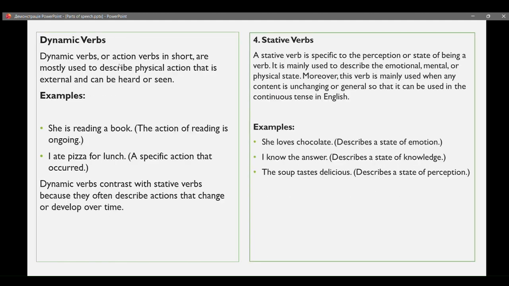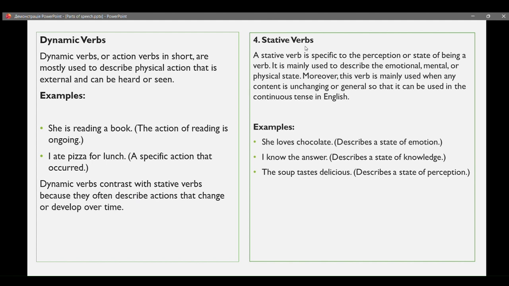Dynamic verbs, or action verbs, in short, are mostly used to describe physical action that is external and can be heard or seen. For example, she is reading a book. The action of reading is ongoing. I ate pizza for lunch. A specific action that occurred. Dynamic verbs contrast with stative verbs because they often describe actions that change or develop over time.